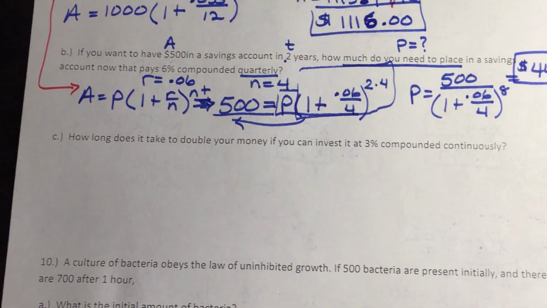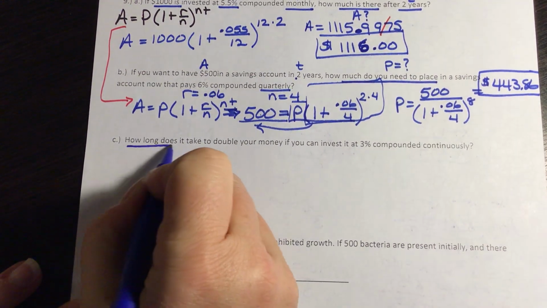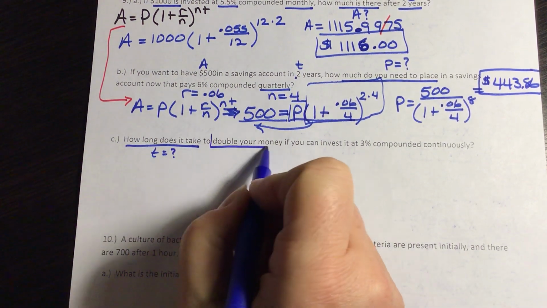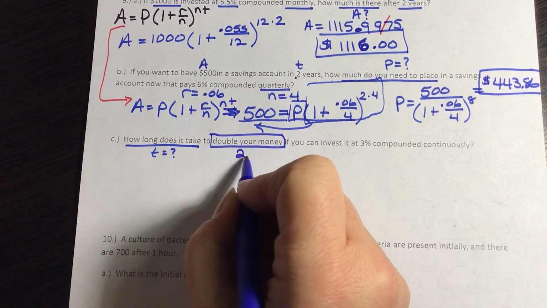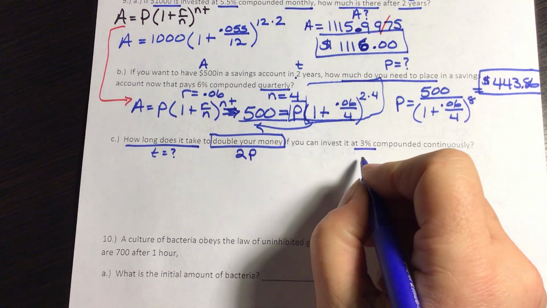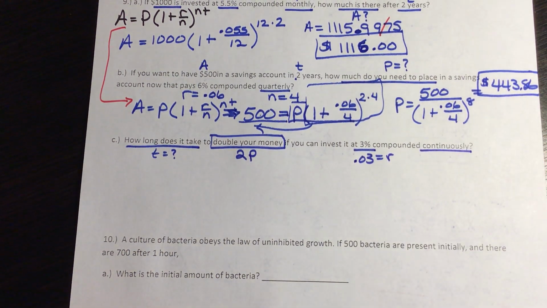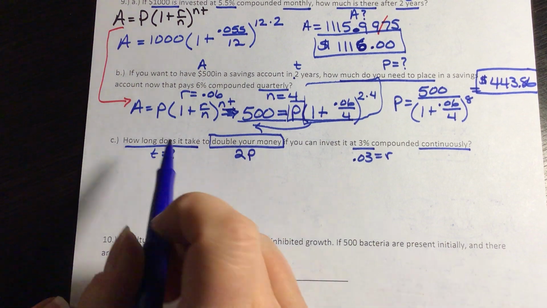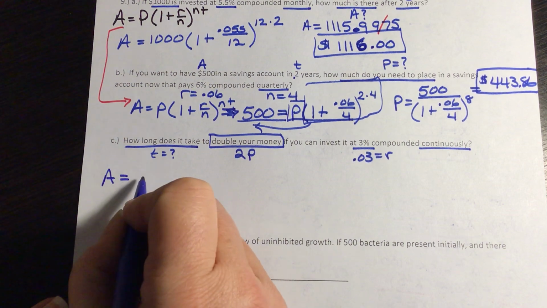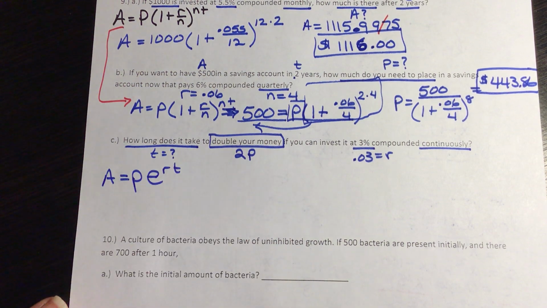In part C, it's asking how long does it take to double your money? So how long does it take? That's my time. To double your money, so I'm going to double my money, which is twice the principal. If you can invest it at 3%, 0.03 is my rate, compounded continuously. Now when I'm compounding continuously, I'm not going to use this formula. My formula for continuously compounded interest is A equals P times e to the rt power.